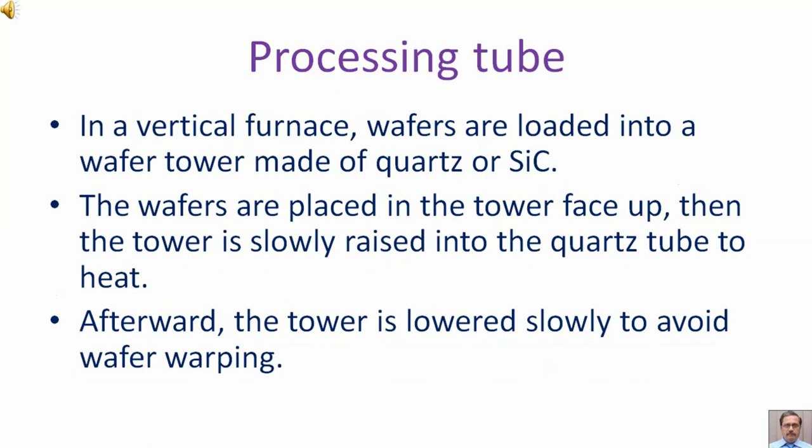In a vertical furnace, wafers are loaded into a wafer tower made of quartz or silicon carbide. The wafers are placed in the tower face up. Then the tower is slowly raised into the quartz tube to heat. Afterward, the tower is lowered slowly to avoid wafer warping.